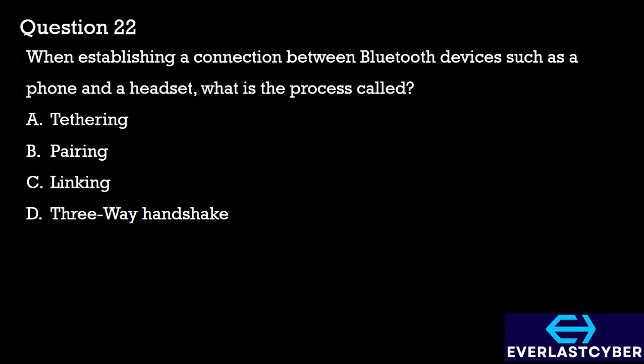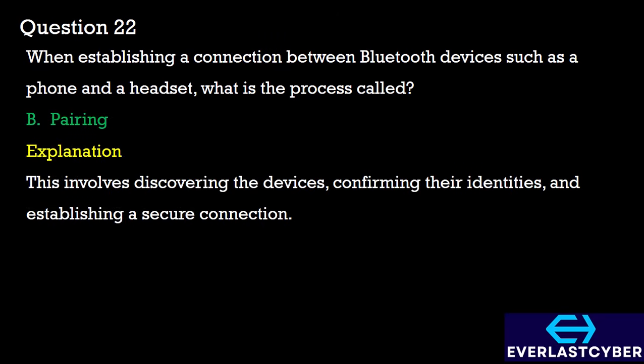Linking is a general term for connecting devices, however, it is not specific to Bluetooth technology. The three-way handshake is a method that is used in TCP/IP networking to establish a connection between a client and a server, but not for Bluetooth device connections. So for this, we'll be going with option B. Pairing involves discovering the devices, confirming their identities, and then establishing a secure connection between the both of them.